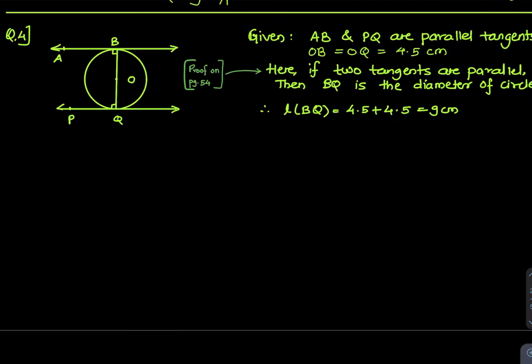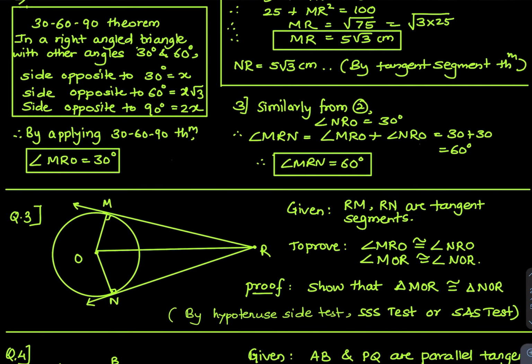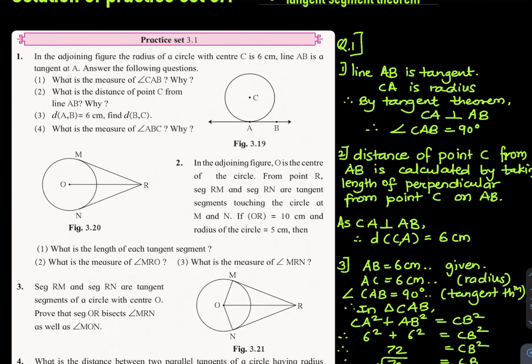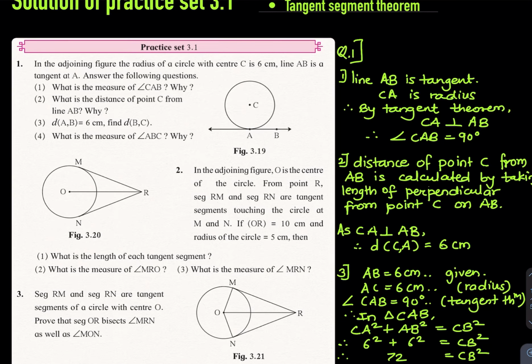Next, length of BQ, as BQ is the diameter, so length of BQ will be 4.5 plus 4.5, or 2 into 4.5, which is 9 centimeter. So the distance between two tangents will be same as the diameter, which is 9 centimeter. So here is the end of the solution part of this practice set 3.1.